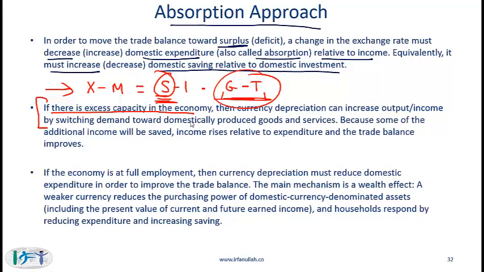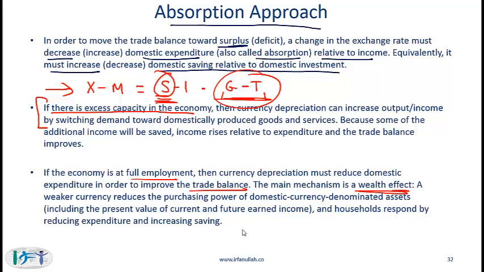What if we do not have excess capacity? If the economy is already at full employment, then currency depreciation must reduce domestic expenditure in order to improve the trade balance. The main mechanism is a wealth effect. A weaker currency reduces the purchasing power of domestic currency denominated assets, and households respond by reducing expenditure and increasing saving.